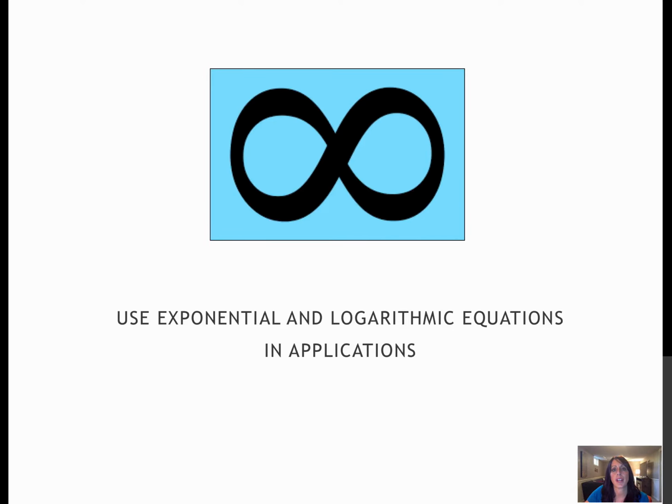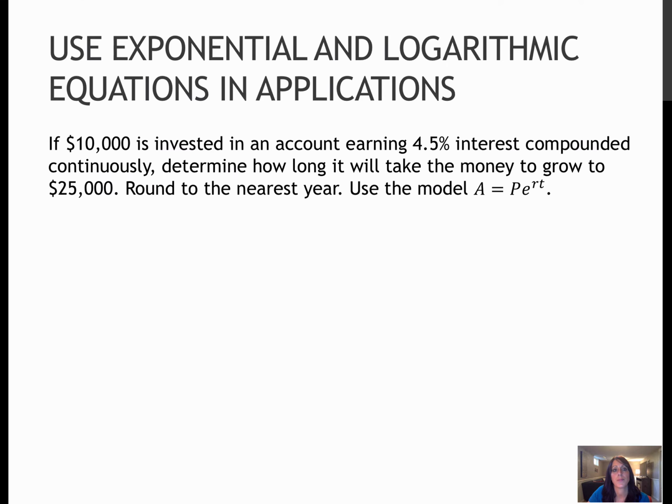In this lesson, we're going to look at a couple of application questions dealing with exponential and logarithmic equations. So the first has to do with something we've actually already talked about before, which is interest that is compounded continuously. So notice that we're using this model, A equals P e to the RT. E, of course, is that constant we've been working with. So if $10,000 is invested, that tells me P, principal. The account is earning 4.5% interest, so we're going to use 0.045 as my rate.